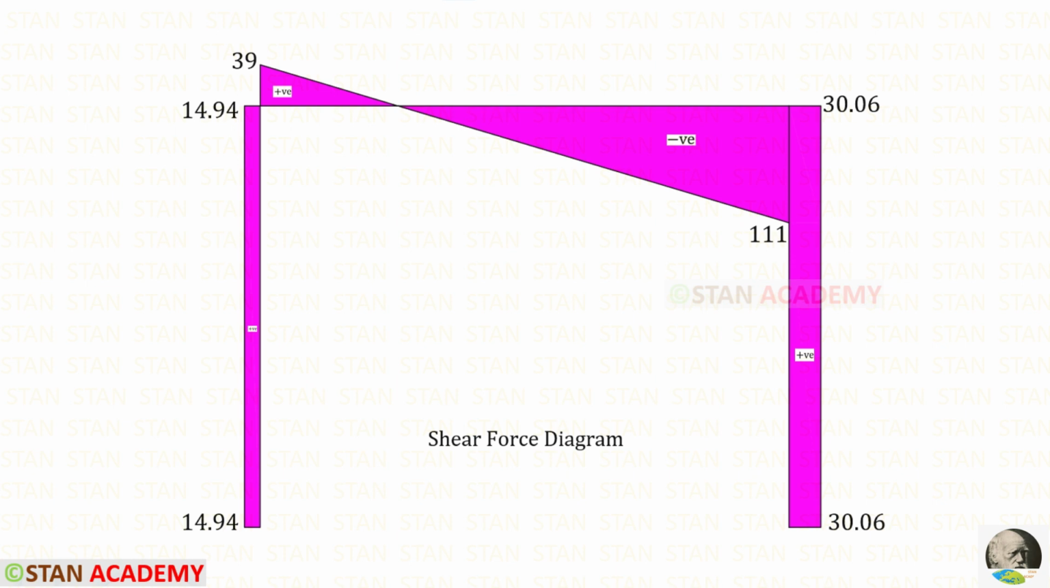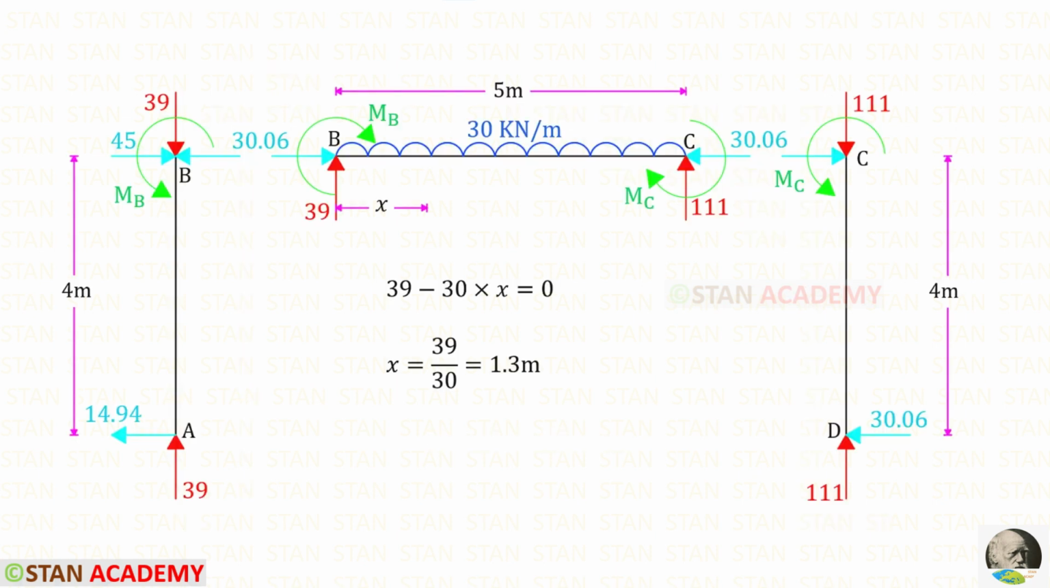In the beam BC, at this point the shear force becomes 0. At this point there will be maximum positive bending moment for BC. We can make a section at this point and find the distance. Here I have drawn the free body diagram with the moments. We know that in this section the shear force becomes 0. We can find the shear force in that section. In this way we will get x, which is 1.3 meter.